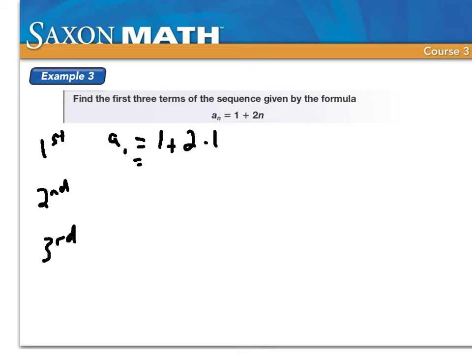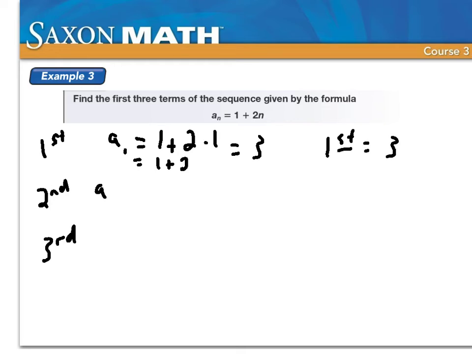Well, again, order of operations. Do I add or multiply first? We should know I multiply. So I'm going to have 1 plus 2 times 1 is 2. And that equals 3. Okay, so my first term equals 3.